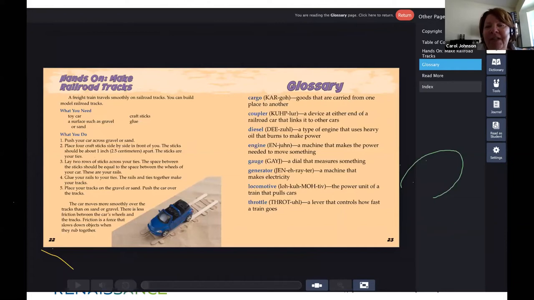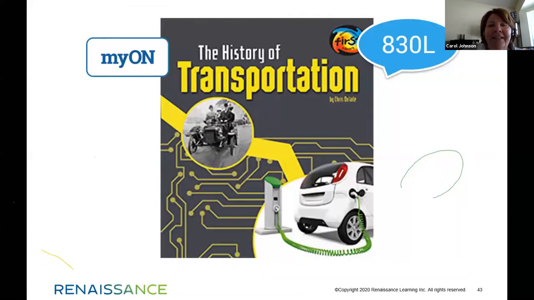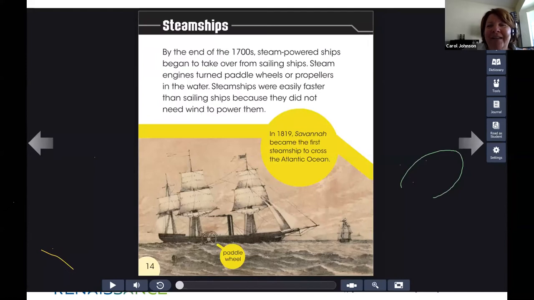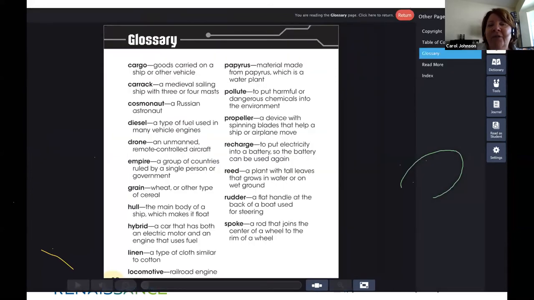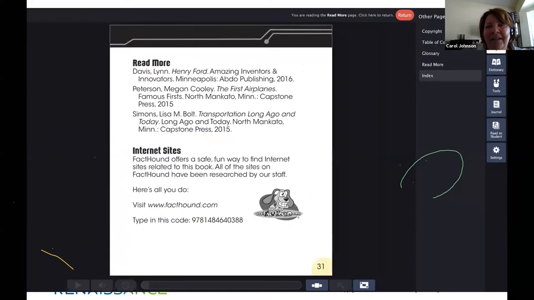And I know you understand it, but again, notice how cargo keeps coming up, engine, diesel. See, these are the same words because it is across a theme. Oh yeah, I did have one more. This one again is in the past tense because it's a history book. And I wanted to share these things with you again, cargo, diesel, drone, remember I showed you that. These are all words that someone would need to function in a career like that.